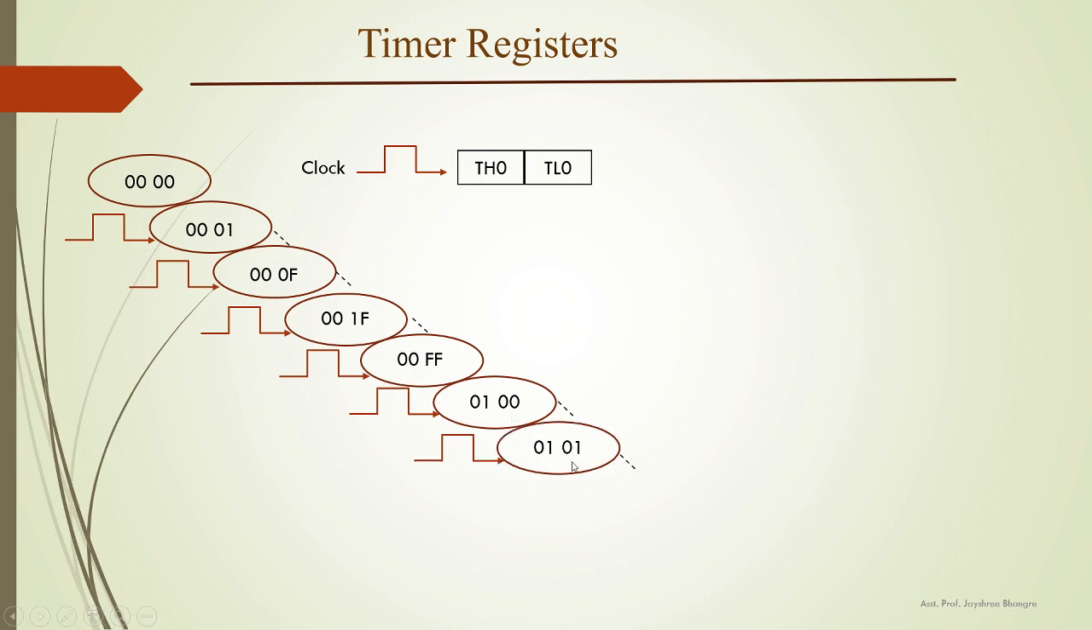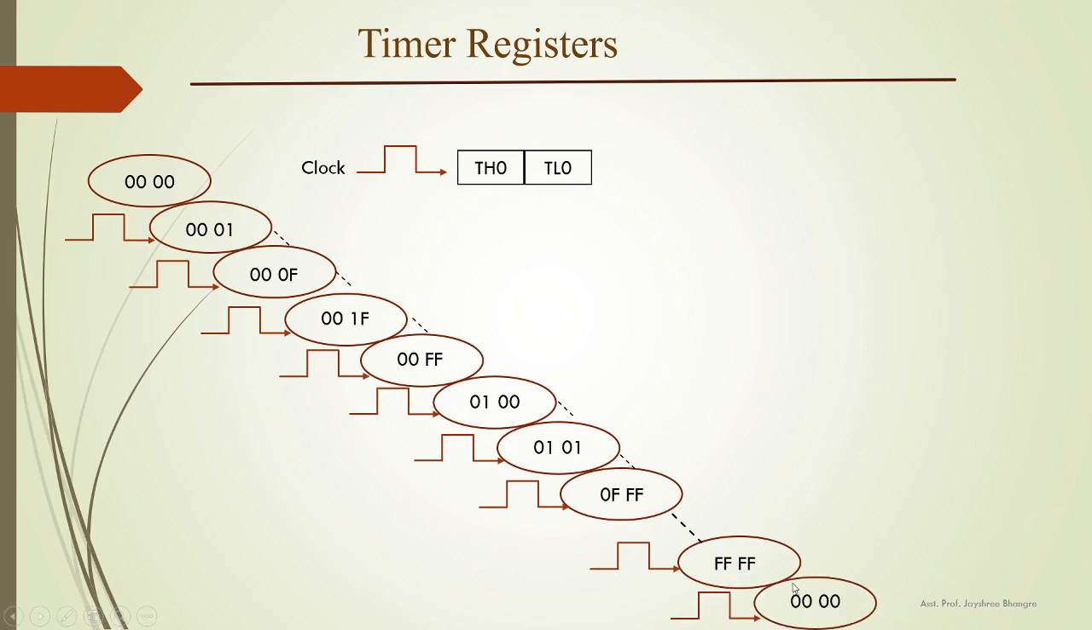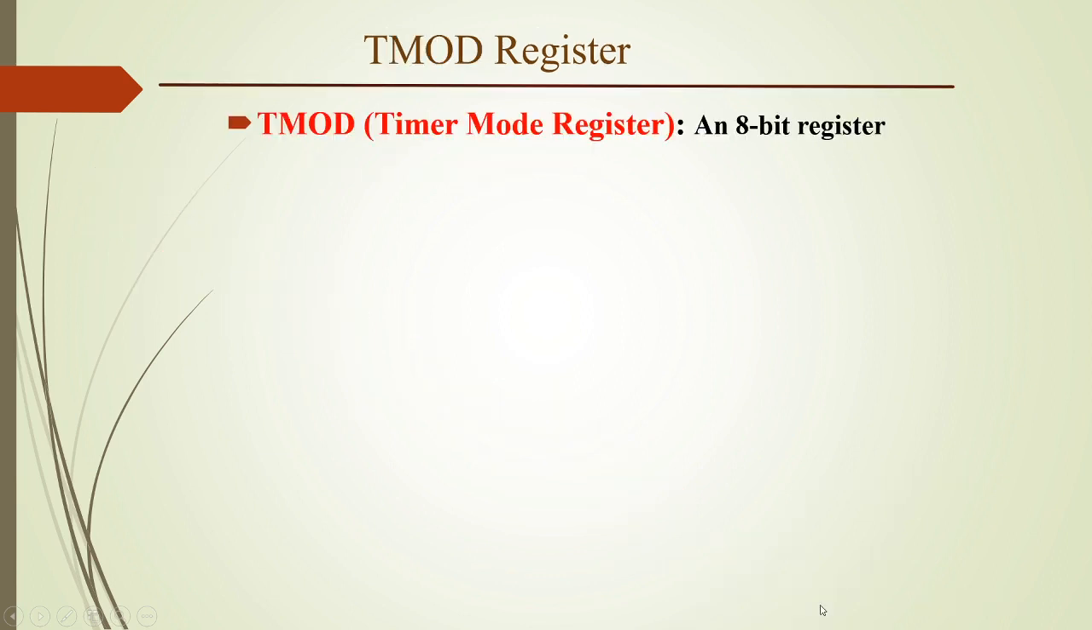Again, it continues counting to 0101, up to 0FFF. After it reaches the maximum count, that is FFFFH, what will happen? After application of the next clock pulse, it will reset to 0000. This is called the overflow state of the counter.